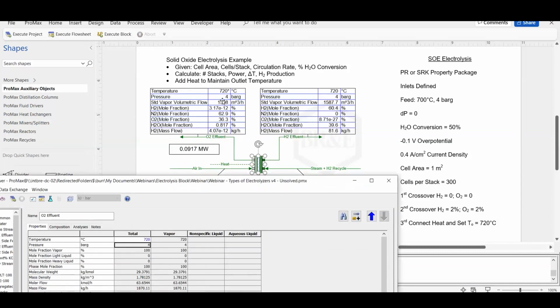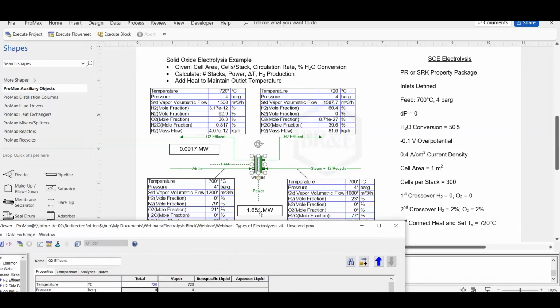So now we're setting this to 720, and you can see that we need 1.651 megawatts of electrical power to conduct this electrolysis and make this 81.6 kilograms per hour of hydrogen. And we also need 0.09, I put it in megawatts just so it could be apples to apples looking. So we have like 0.1 megawatts of heat that we need to add in order to maintain this process's temperature to the desired outlet of 720 degrees C.